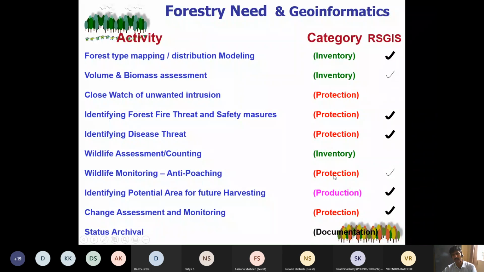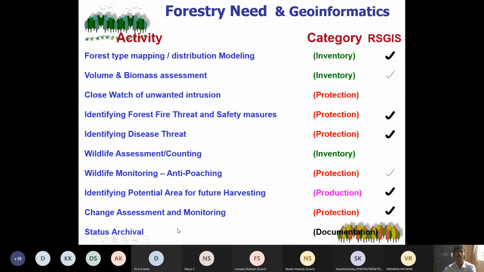We need to have a protection mechanism. But now people are using drones. That is the latest technology. Okay, we are not going to cover that one. Identifying potential area for future harvesting. Yes, that is very much possible. And then change assessment and monitoring. This is mainly needed for protection and conservation mechanisms. We can very well use remote sensing and GIS data.